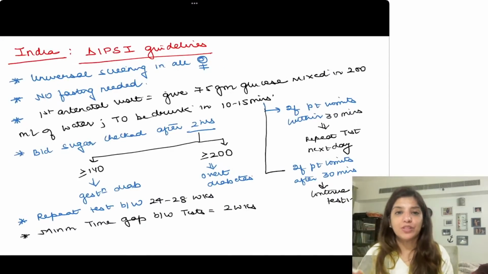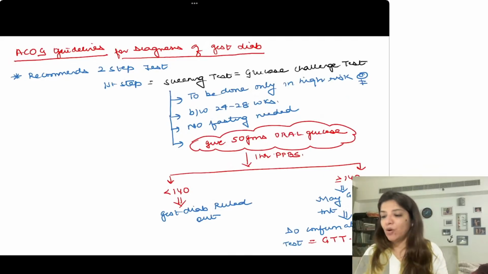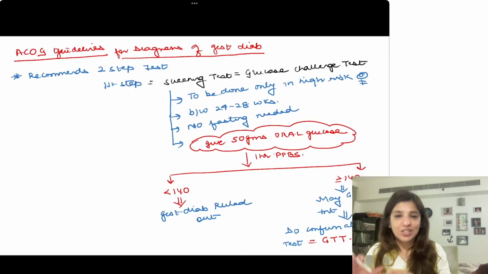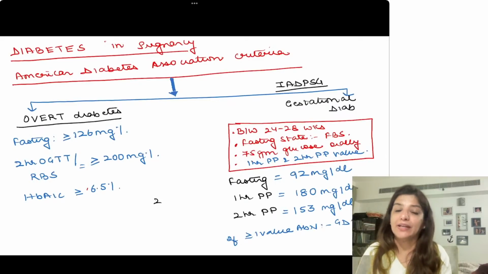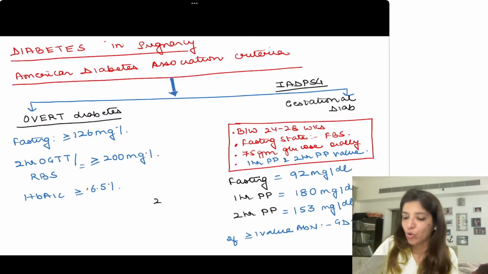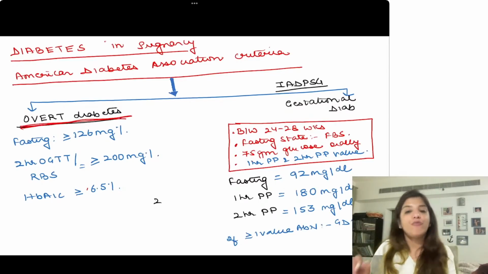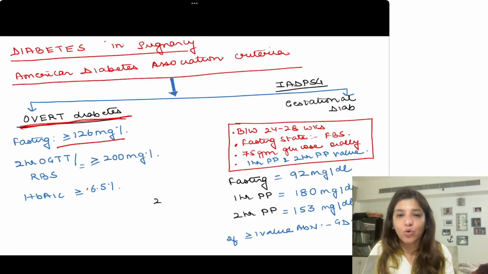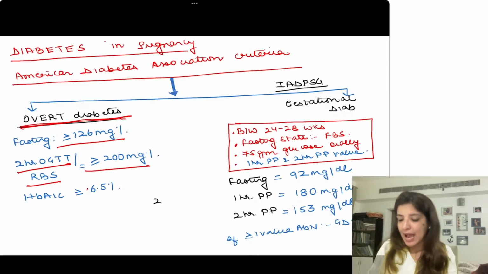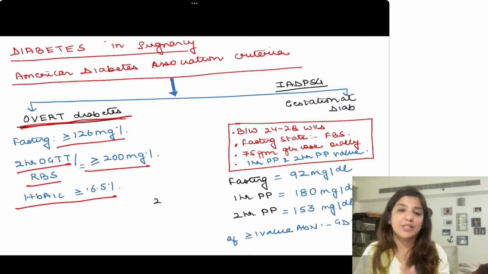So just now I told you the DIPSI guidelines. Right. Now, how do you diagnose gestational diabetes as per ACOG and as per the American Diabetes Association? So this is what you have to remember. American Diabetes Association, the criteria for overt diabetes is fasting blood sugar levels more than or equal to 126, 2-hour OGTT or random blood sugar levels more than or equal to 200, and HbA1c more than 6.5.